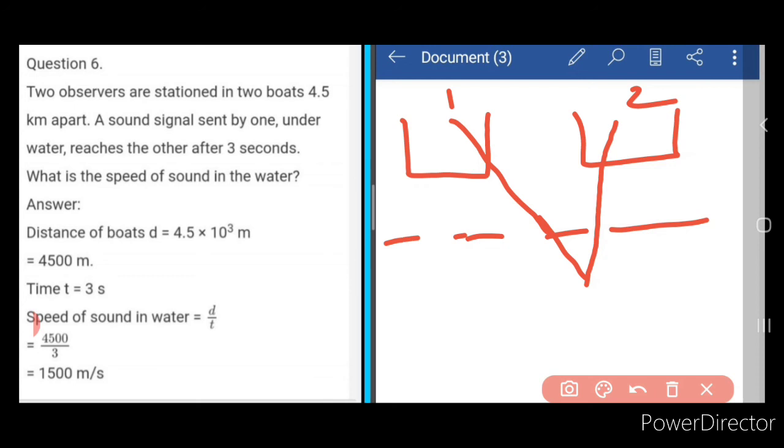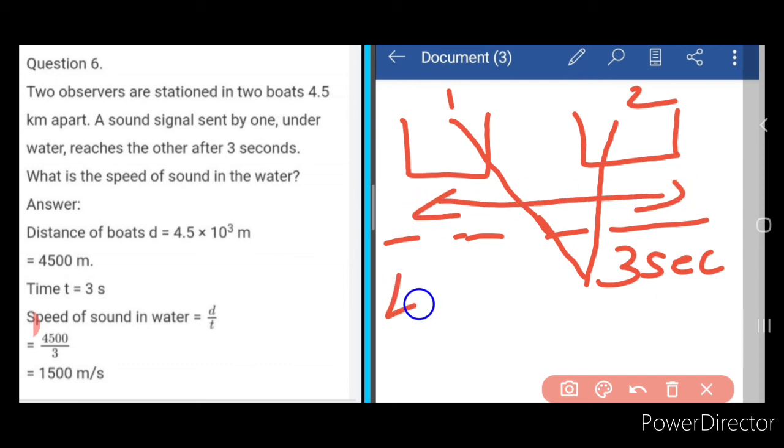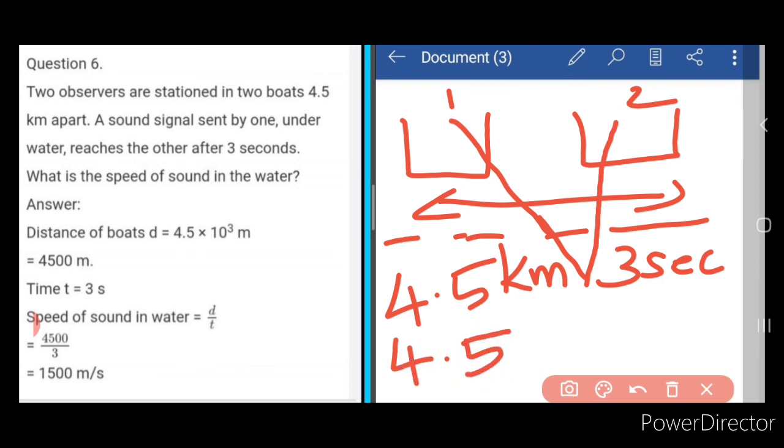Now what is the speed of the sound in water? Now the time taken for this complete process is 3 seconds. And what is the distance between the two boats? It is 4.5 kilometer. Now this has to be converted into meter, isn't it? So this can be written as simply 4.5 into 10 to the power of 3 meters, isn't it? So we are converting in terms of meters, right? So what will be the answer? After multiplying by 1000, it will be 4,500 meter, right? So this can be written like this.